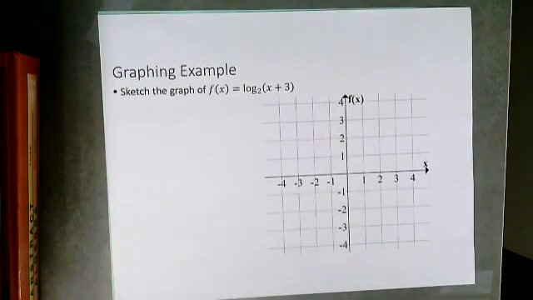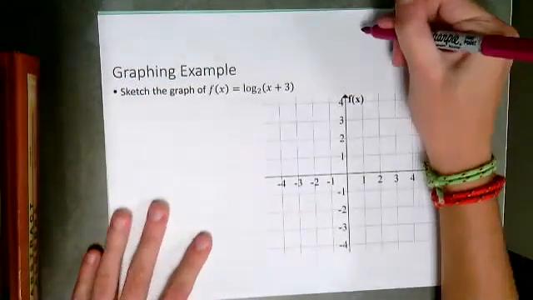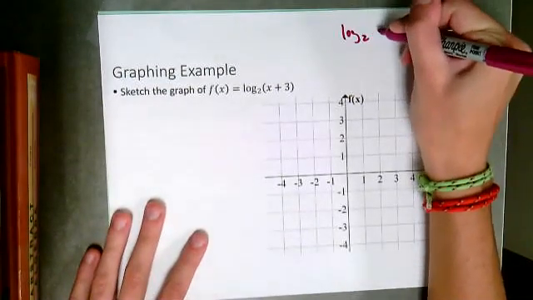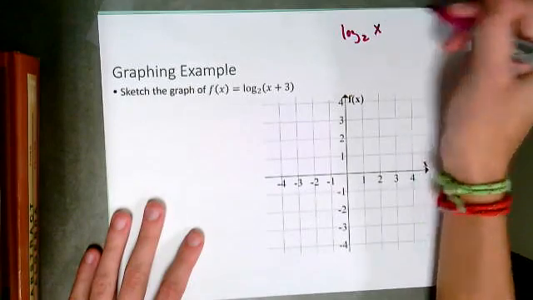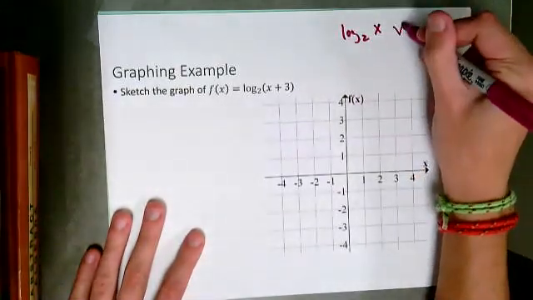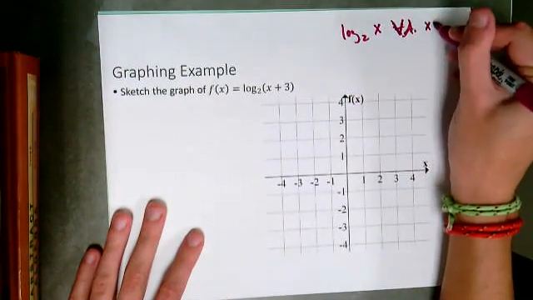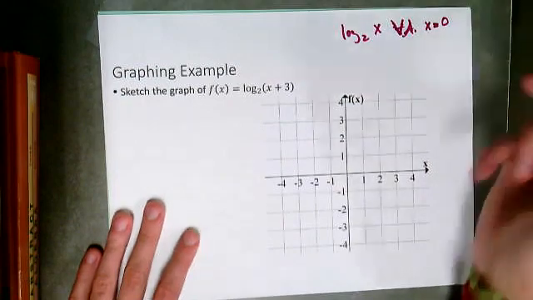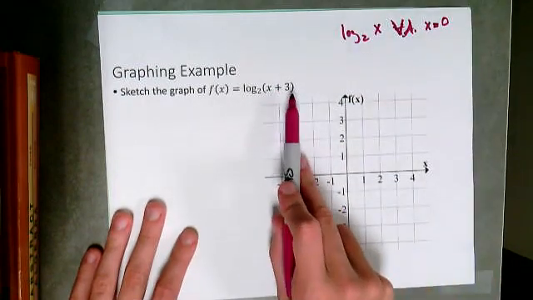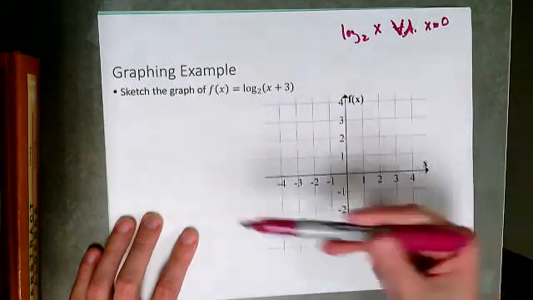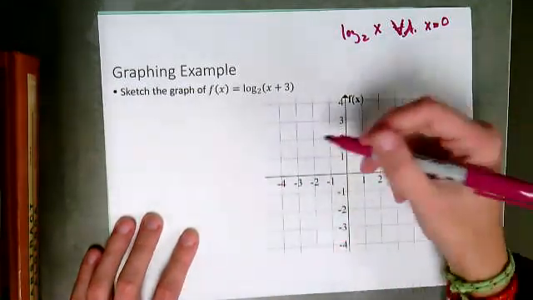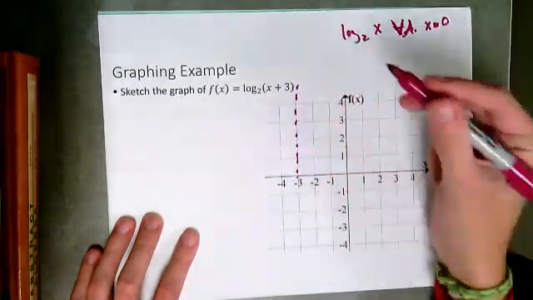All right, suppose we have a function f of x is equal to log base 2 of x plus 3. Okay, so log base 2 of x. If we just had this guy, we'd have a vertical asymptote at x equals 0. But what we have is log of x plus 3. So the vertical asymptote is shifted 3 units to the left, right? So we have a vertical asymptote at negative 3.